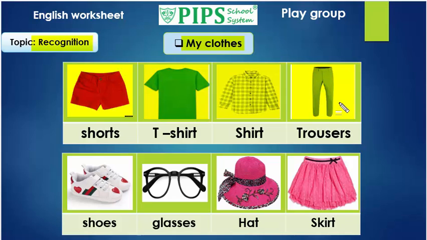The next one is trousers. What is this? Trousers. The next one is shoes. What is this? Shoes. The next one is glasses. What is this? Glasses. The next one is hat. What is this? Hat. The last one is skirt. What is this? Skirt. Okay, playgroup class, read with me.